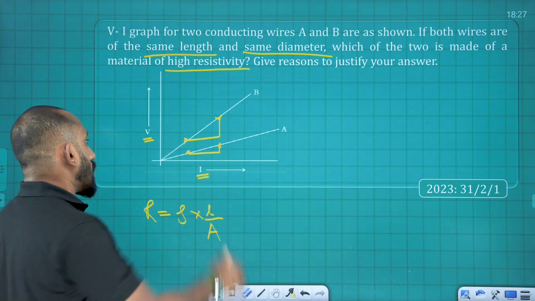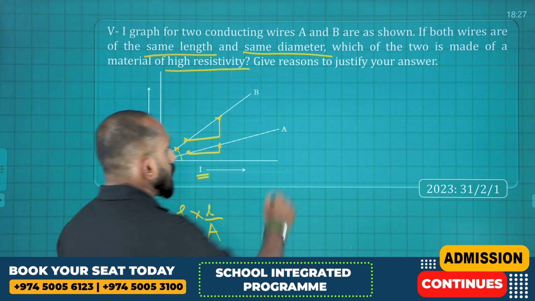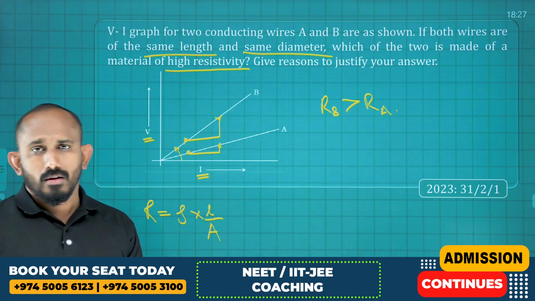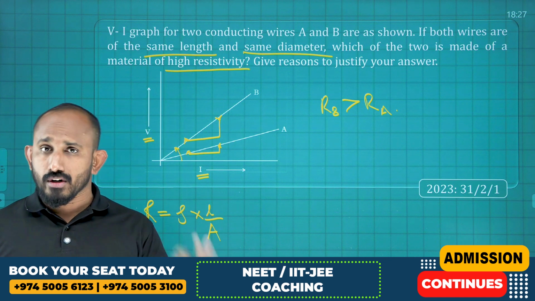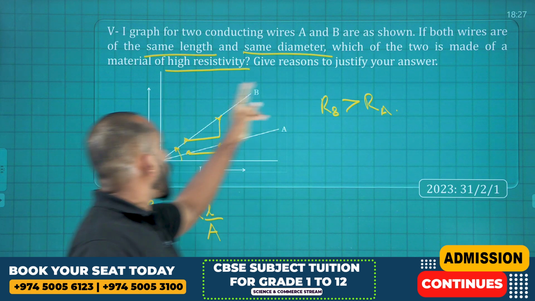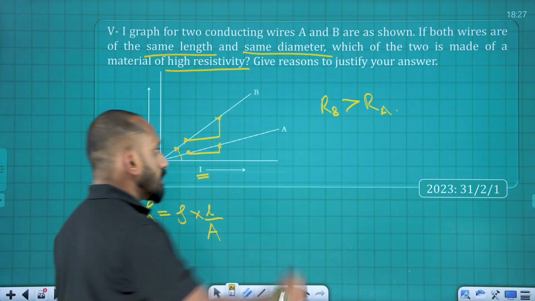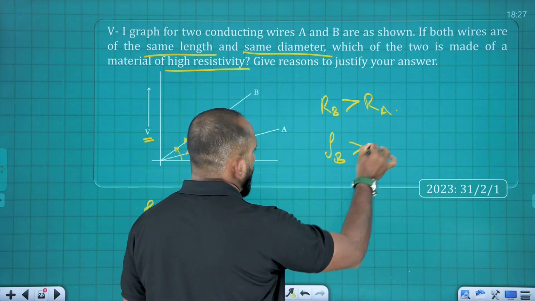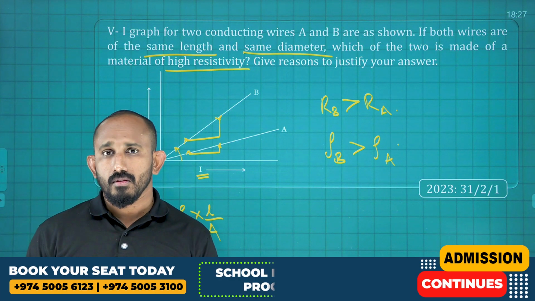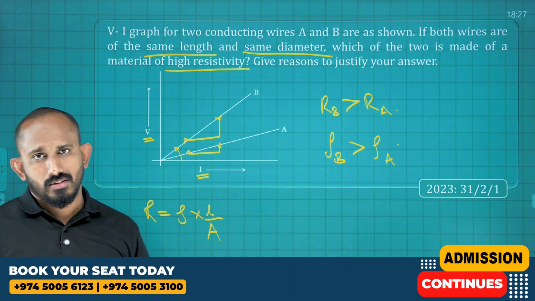Or the line which is more inclined to the V, voltage axis, will always have more slope. So here the resistance of B is greater than the resistance of A. If resistance is greater, resistivity is also greater, of course. Because both have the same length and diameter, which one is made of a material having high resistivity? B is made up of high resistivity. So the resistivity of B is greater than the resistivity of A. That's the justification.